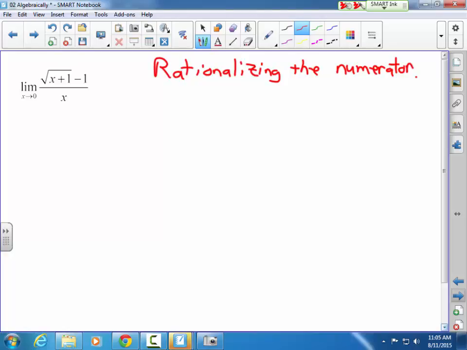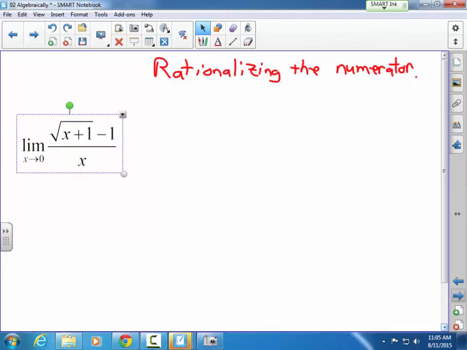Back in Algebra 2, you did something called rationalizing the denominator. Y'all remember that? Why did we rationalize the denominator? Yes, somebody said in algebra we can't have a square root on the bottom. We don't like square roots on the bottom is a more accurate statement. We can have them, but we don't like them there. Well, in order to simplify this, we have to go through a similar process, and we're going to rationalize the numerator.